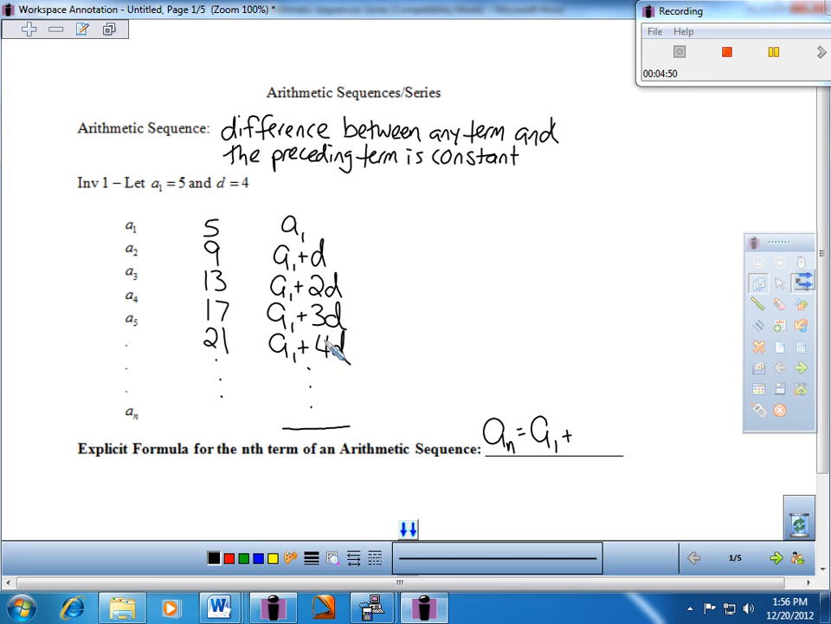So when I did the 5th term, I've added 4 d's. If I wanted the 100th term, it looks like I would add 99 d's. And so in essence, I should get n minus 1 d's added onto that first term. And there you go. That's your first formula dealing with our focused sequences and series. All right, a sub n equals a sub 1 plus n minus 1 times d.